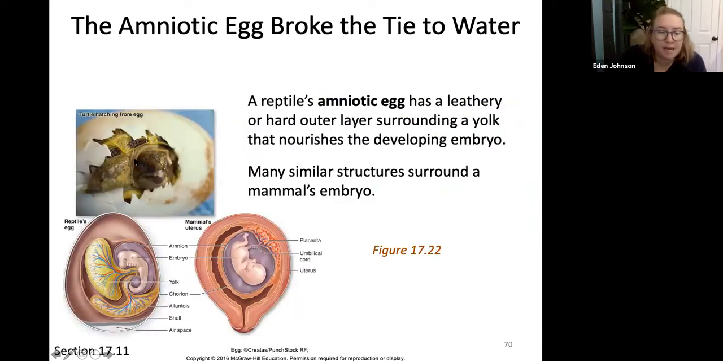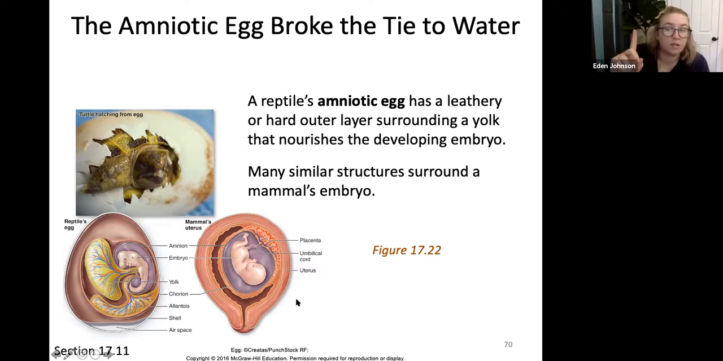So a reptile's amniotic egg has a leathery or hard outer layer surrounding a yolk that nourishes the developing embryo. So it has this shell, and then on the inside, you've got the amnion surrounding this embryo, but you also have what's called the yolk and the yolk sac, okay? And that yolk and yolk sac is going to nourish that embryo while it's developing within this egg, okay?